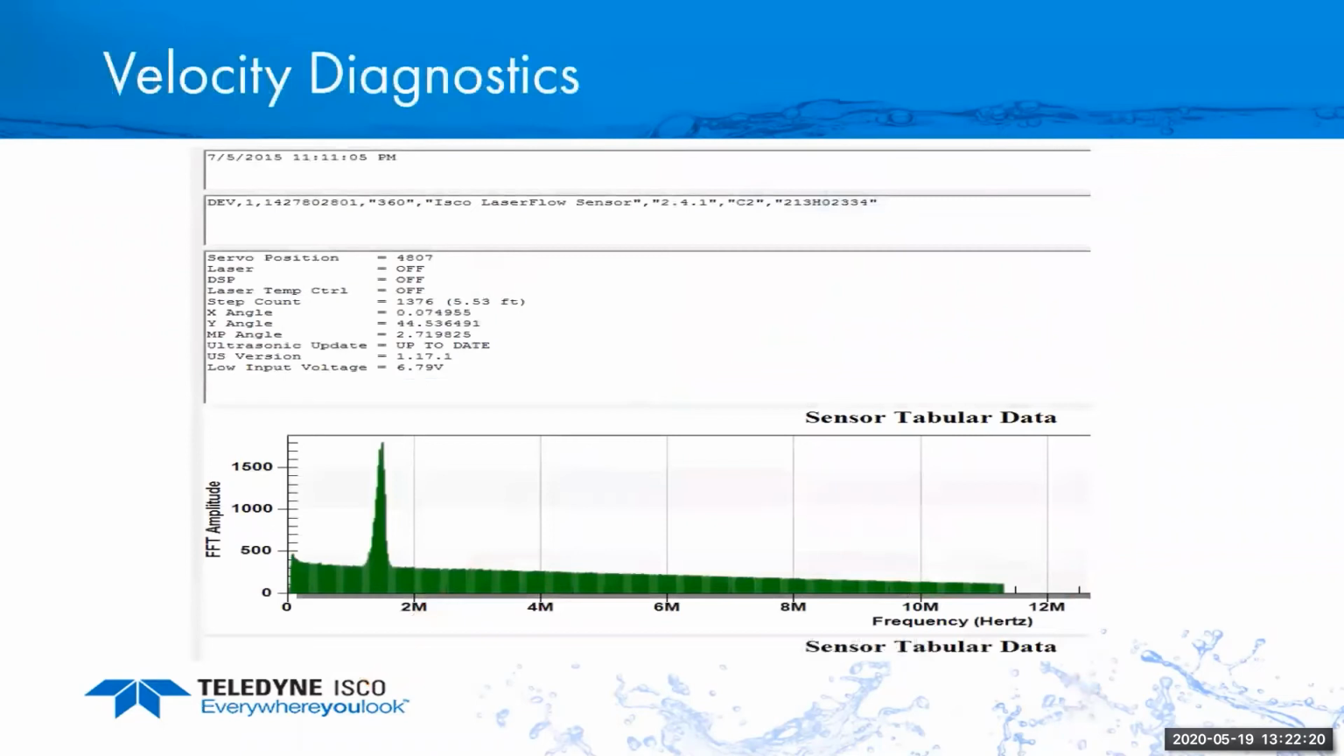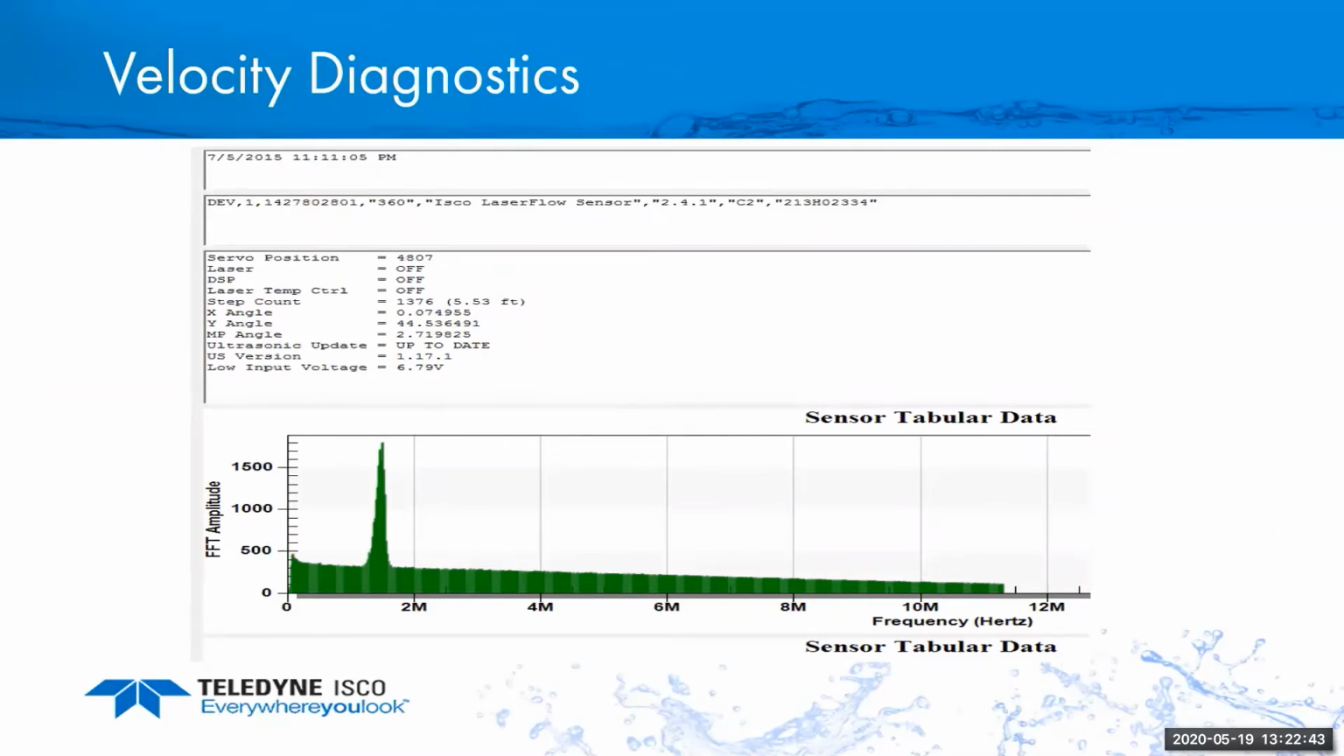Okay, so what are we looking at? The velocity diagnostic. This is one of the most important features of this technology that I like. And when somebody's setting a unit up or post-processing data, or I'm having a problem with something, we will almost always insist that we get this diagnostic information. This does a couple things.